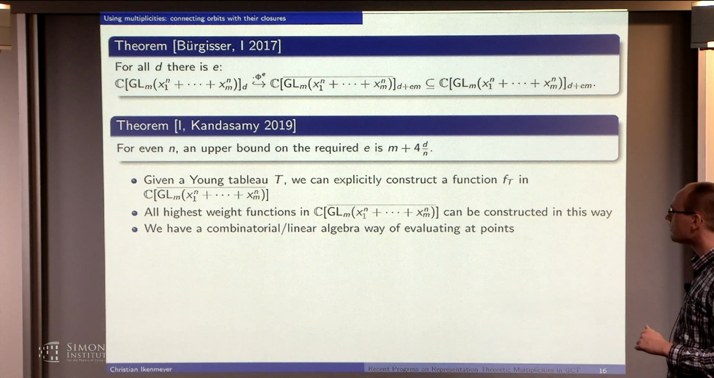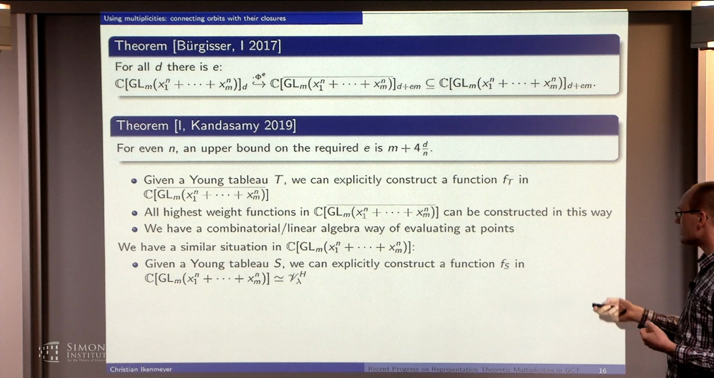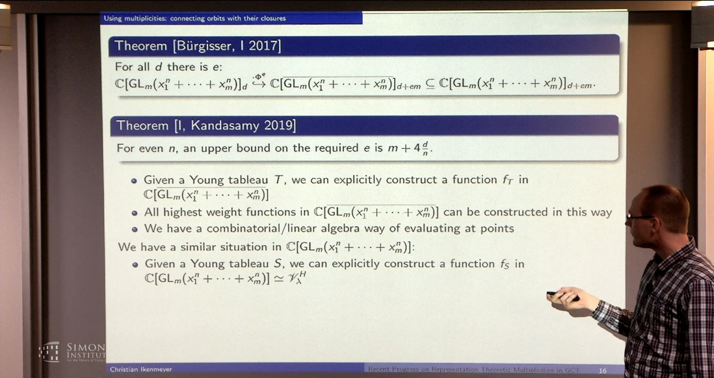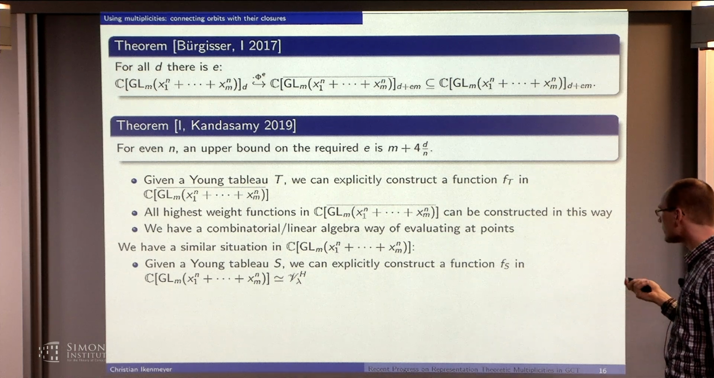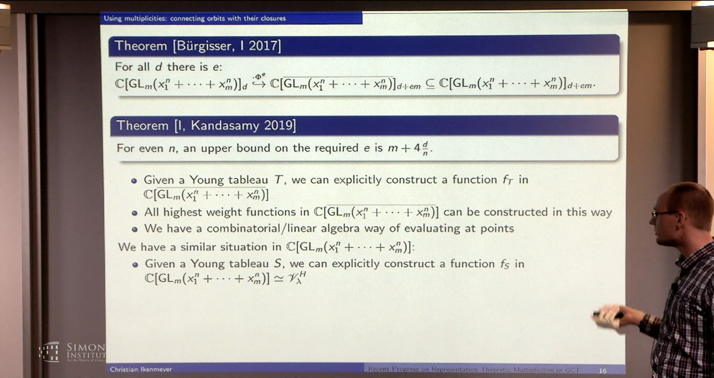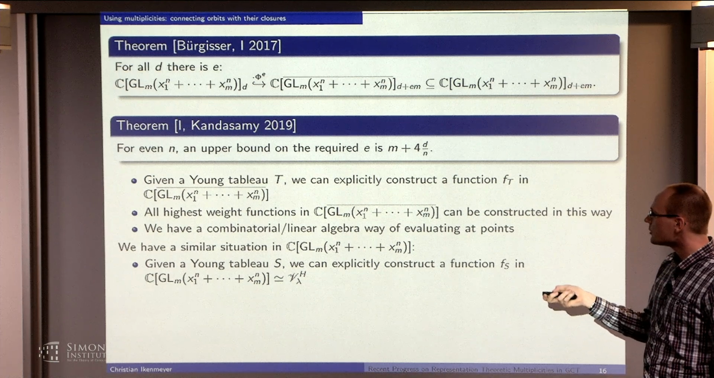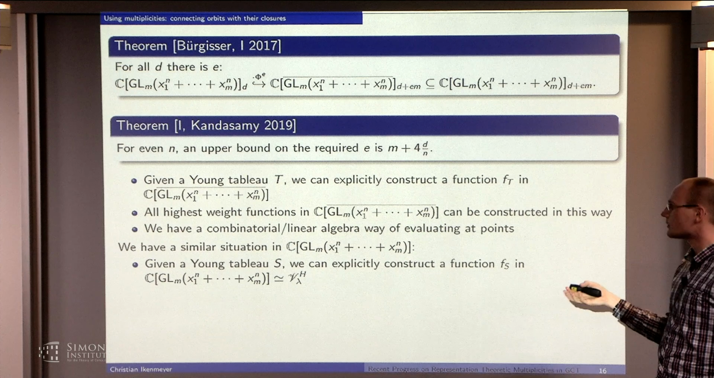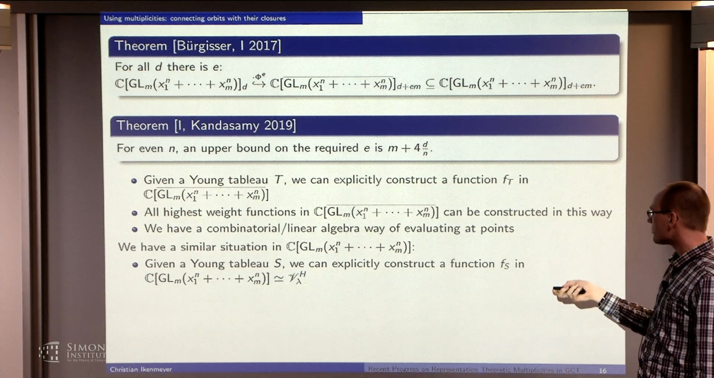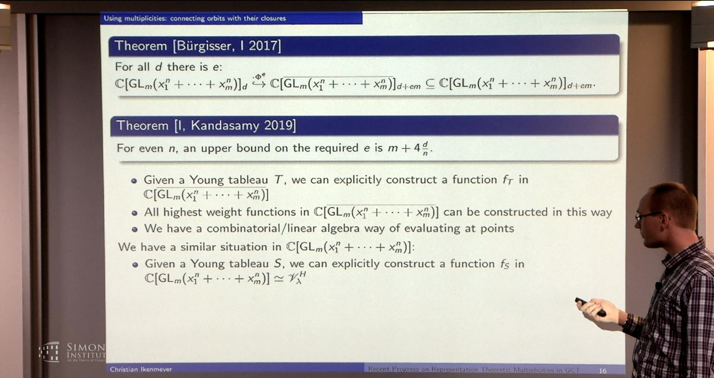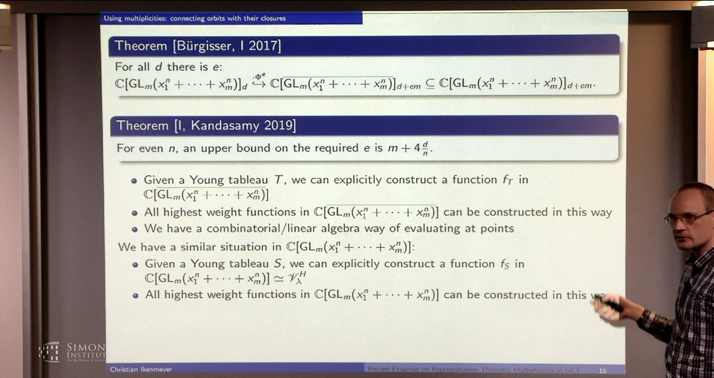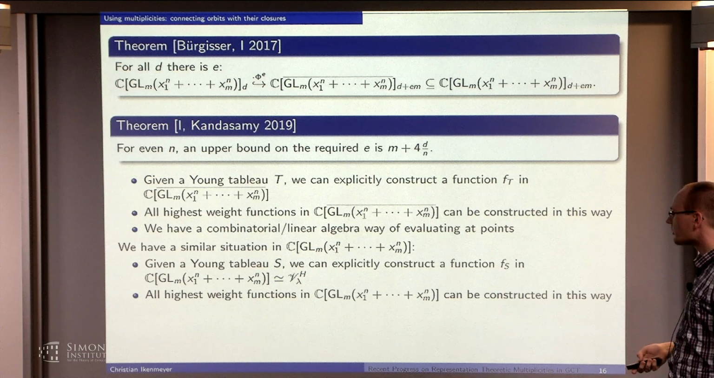We can't infer much from this, but there's a similar situation for the coordinate ring of the orbit, and that is not very surprising. If you are given a Young tableau, now called S, you can explicitly construct Fs, which will be a highest weight function in this coordinate ring of the orbit. And why is this not surprising? Because these objects, where you take the H invariants, are already given by Young tableaus. So it's not a very surprising construction. Also in this case, all highest weight functions can be constructed in exactly this way, coming from these Young tableaus.